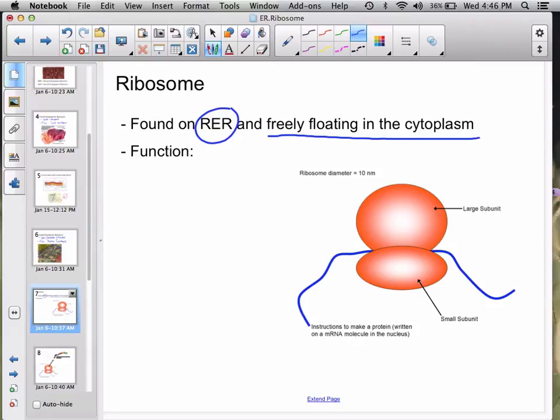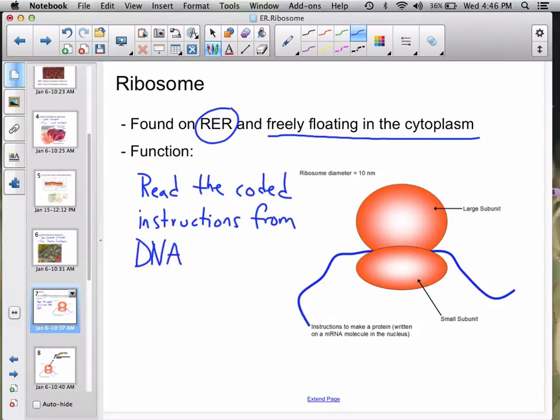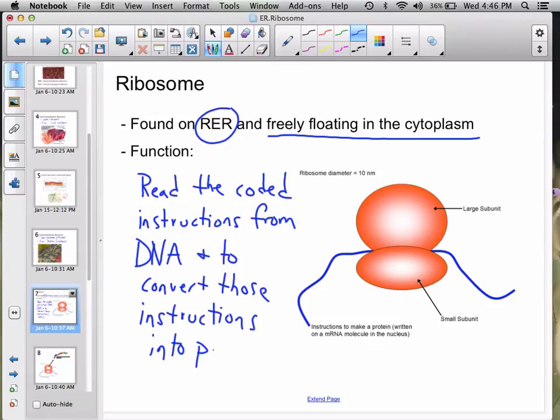So the function of the ribosome is to read the coded instructions from the DNA and to convert those instructions into protein. As you learned before, because the DNA can't leave the nucleus, the DNA is first converted into something, or read or coded into something called RNA.